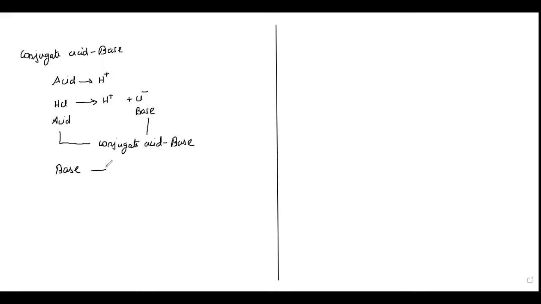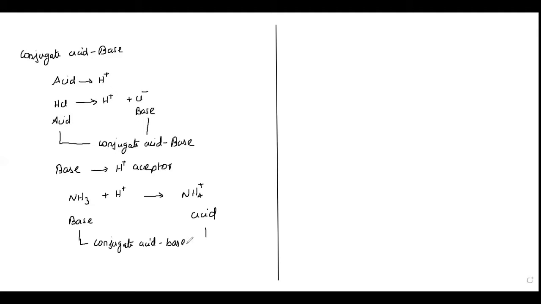Base, what is meant by base? As per the Lowry concept, an H plus acceptor is known as base. Consider the example NH3. NH3 will accept H plus. So what will happen? It will become NH4 plus. After accepting H plus, it becomes acid. So NH3 is base and NH4 plus is acid. These two are known as a conjugate acid base pair. I hope you understand. Okay, we will discuss some more examples.